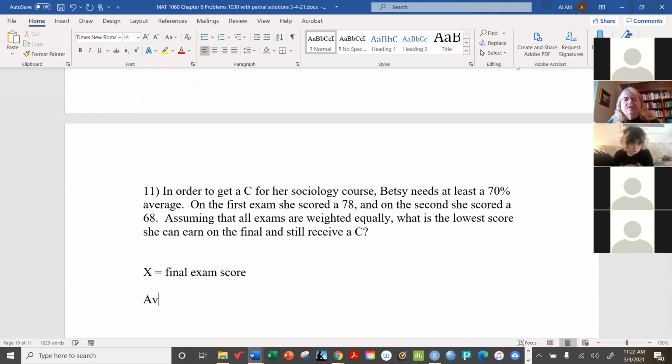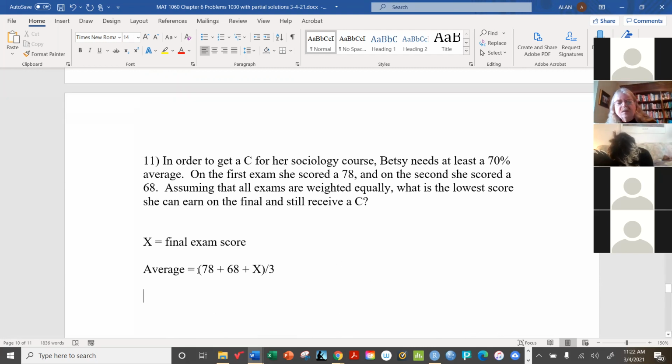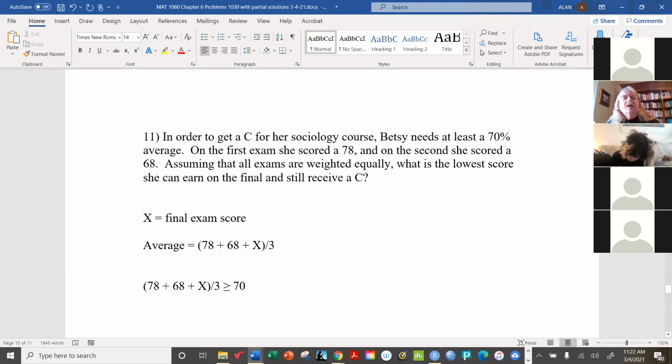then the average for this class will be 78 plus 68 plus X over 3. And here's the inequality. This has to be equal to at least a 70. All right, so here, this is very simple. In the parentheses, we have 146 plus X over 3. Oh, wait a minute. Whoops. That has to be at least 70.